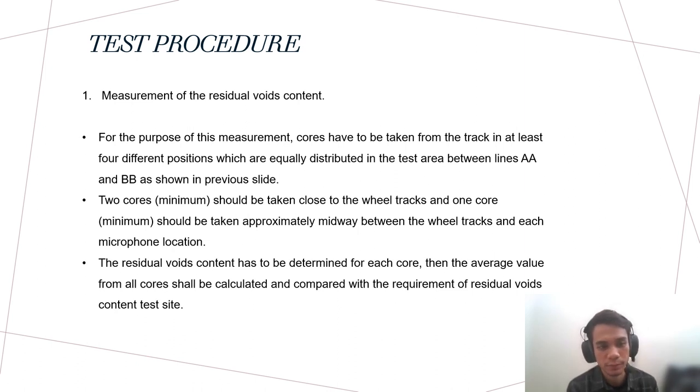For the purpose of the measurement, cores have to be taken from the track in at least 4 different positions which are equally distributed in the test area between sides AA and BB as shown in the previous slide. 2 cores, which is the minimum, should be taken close to the wheel tracks, and 1 core, which is the minimum, also should be taken approximately midway between the wheel tracks and each microphone location. The residual voice content has to be determined for each core, then the average value from all cores shall be calculated and compared with the requirement of residual voice content test site.